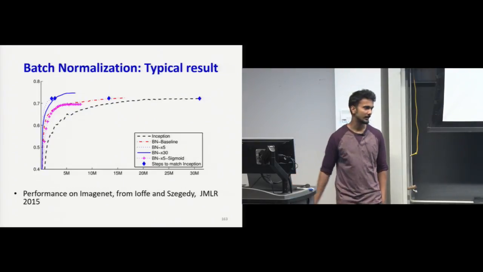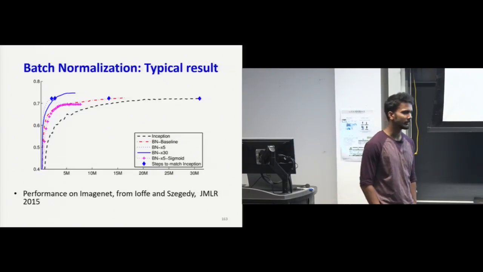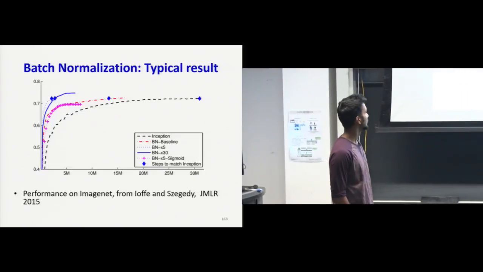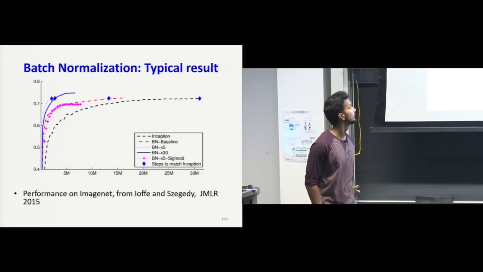So the results with batch norm are typically way better than what you would get without batch norm. So that is what this graph signifies.